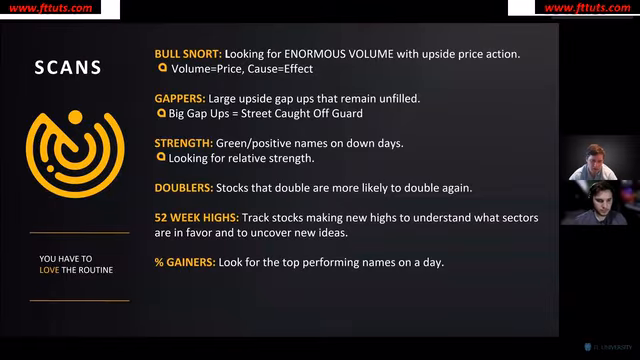And then percent gainers. I'll just pull this up on Thinkorswim during the day and sort it by high price. And if the stock's up 30%, I want to see it because oftentimes that ends up being a bull snort or a gapper or something. There's usually something unique going on there, and I want to pay attention to it.